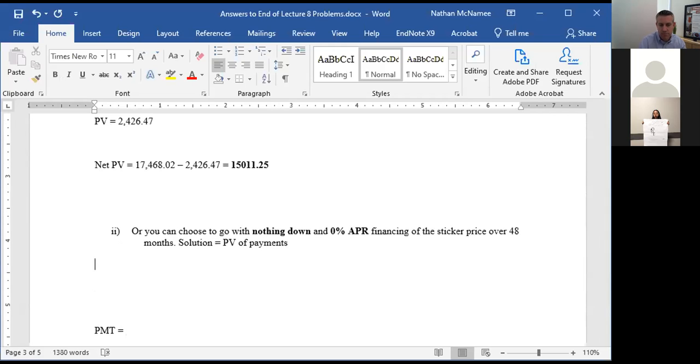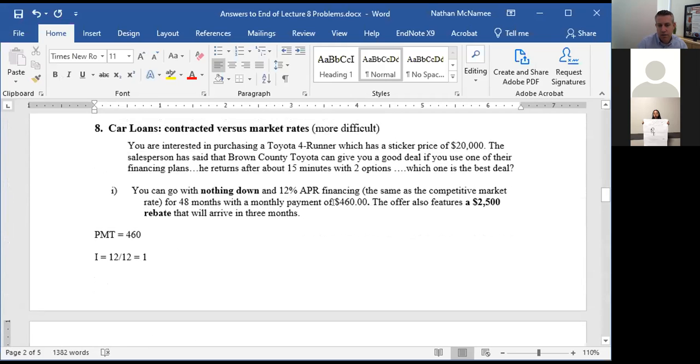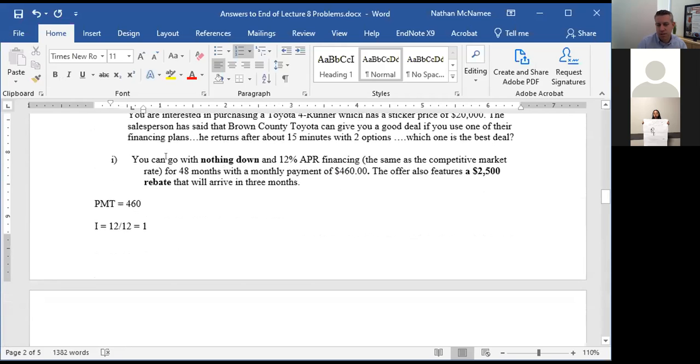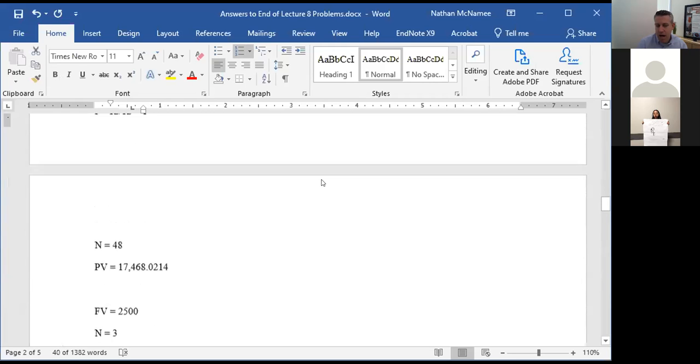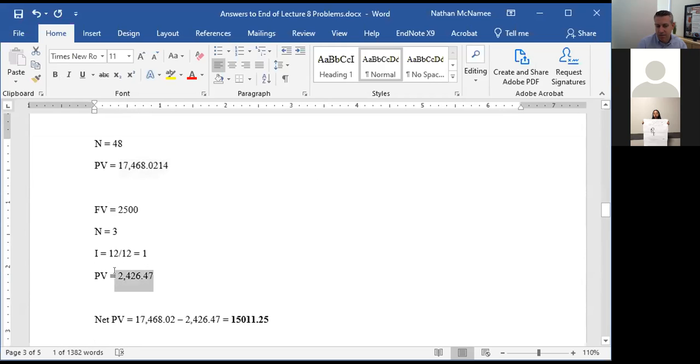So what do we know? What is the present value? The payment's 460, isn't it? The monthly payment? That was for option one. Oh, okay. So we're comparing two different financing options. For the first financing option, we will pay 12%. Our payments are $460, but the sticker price has been dropped to $17,000 and we get a rebate.